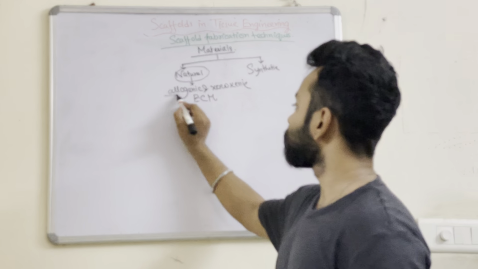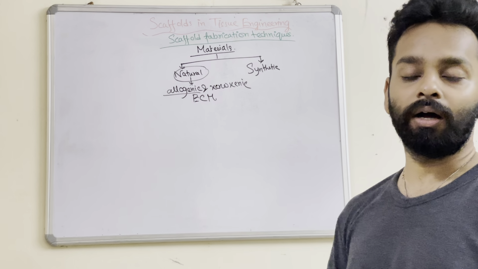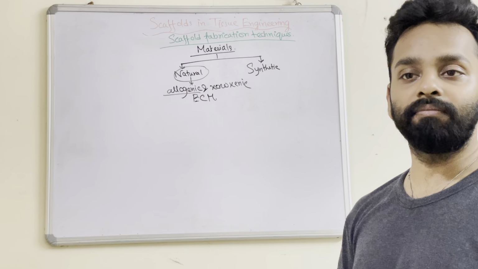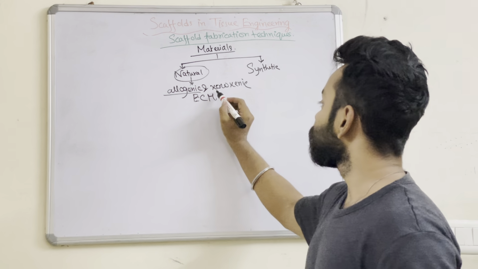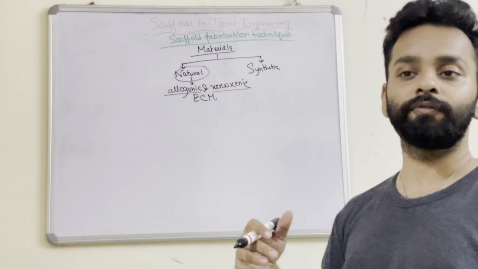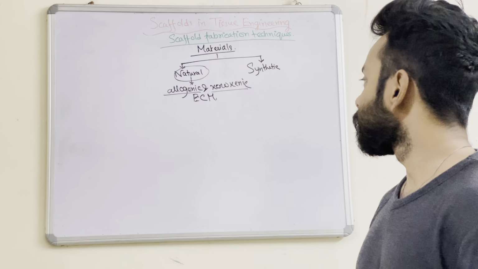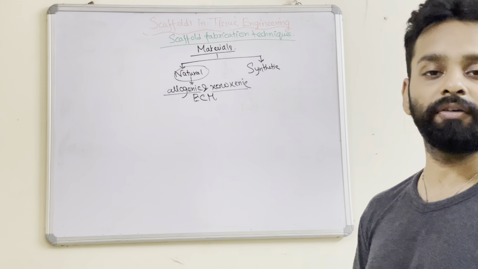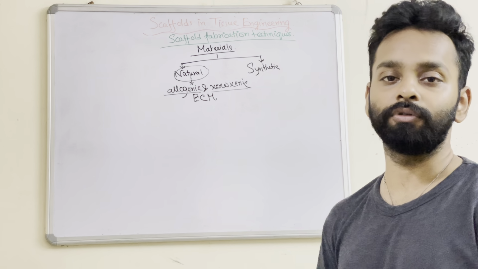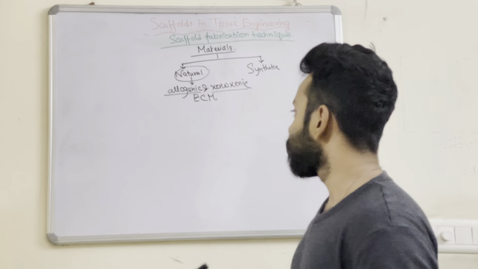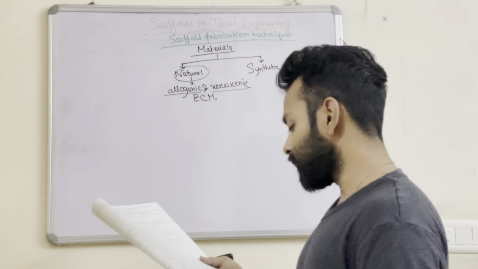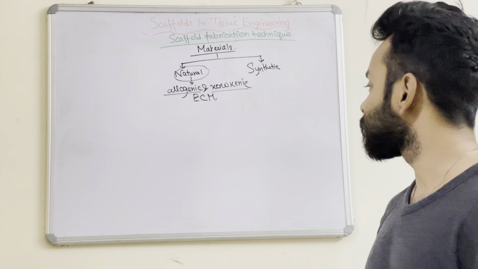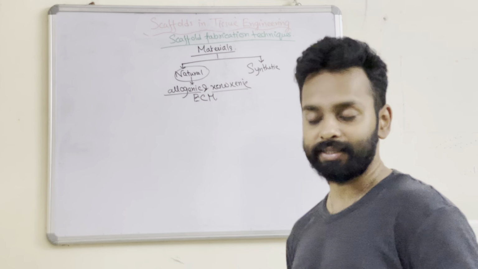So allogenic, as the term suggests, is from genetically dissimilar individuals, but individuals from the same species. And xenogenic means individuals from different species. So from these, the extracellular matrix obtained can be used for fabricating scaffolds for tissue engineering applications. Different proteins and organic polymers can also be used in such cases, which include the proteins and the polysaccharides.